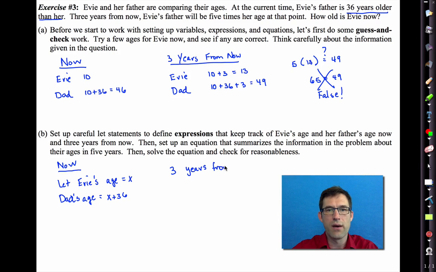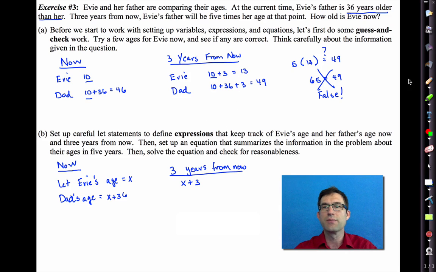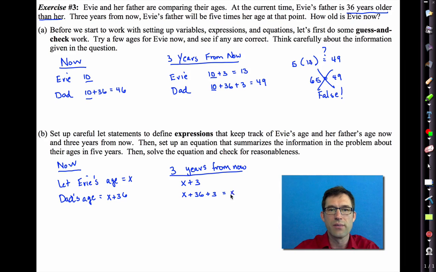So 3 years from now, what do we have? Well, 3 years from now, obviously, Evie's age is going to be X plus 3. By the way, notice what I'm doing: everywhere that there was a 10, I'm basically now just putting in an X, and watch me do that. So 3 years from now, Evie's going to be X plus 3, and Evie's dad is going to be X plus 36 plus 3, which is going to be X plus 39.